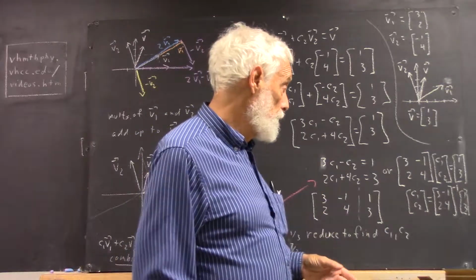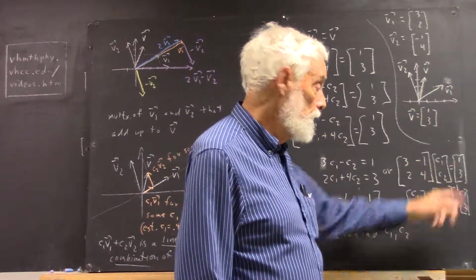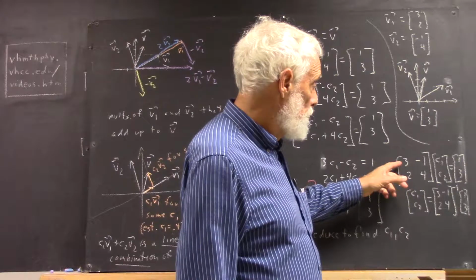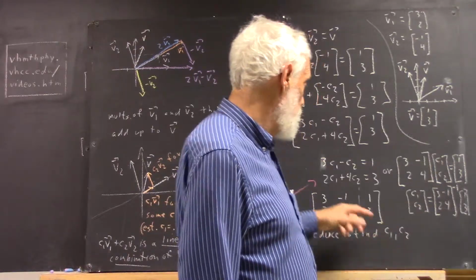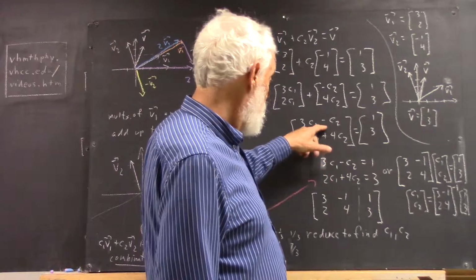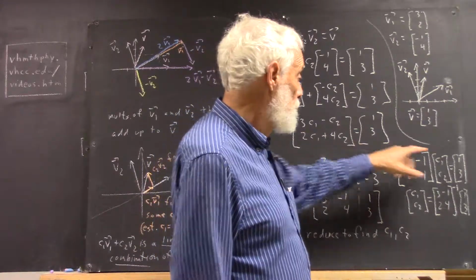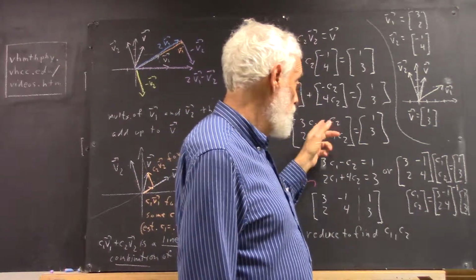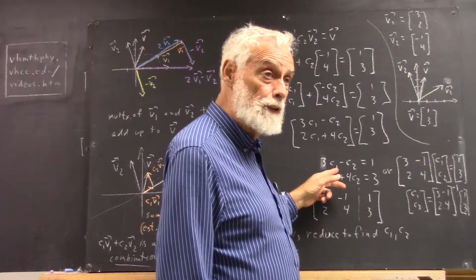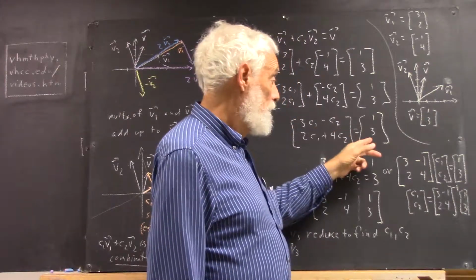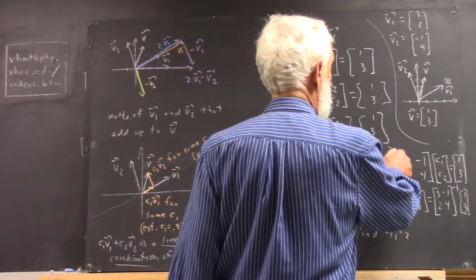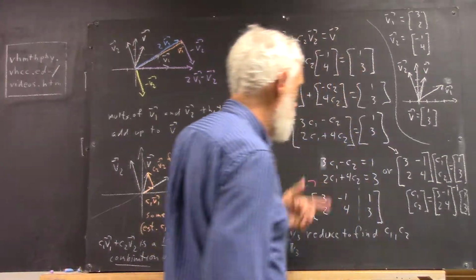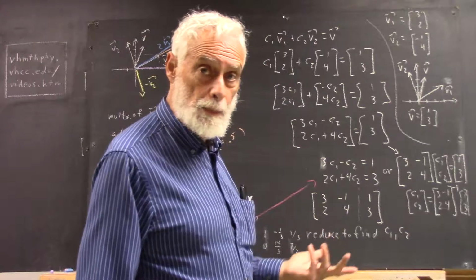Alternatively, one other alternative, we can write this as a matrix equation. Of course, 3 negative 1 times C1, C2, 2, 4 times C1, C2 just gives us this, equals 1, 3. So this is equivalent to this. We didn't even need to write out the system to see what the matrix equation would be. We could go directly from here to here and never have to write out the system and never have to write out an augmented matrix.